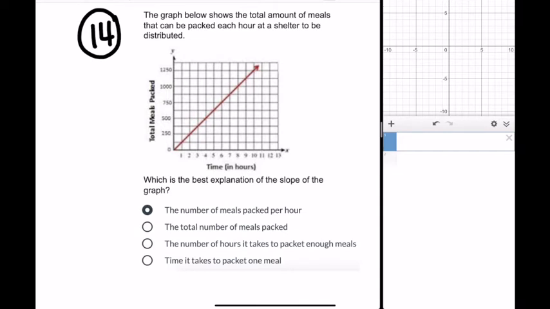The graph below shows the total amount of meals that can be packed each hour at a shelter to be distributed. Which is the best explanation of the slope of the graph? So remember that slope just means the change in y over change in x. So the change in y would be the change in the number of meals packed. The change in x would be the time in hours. So regardless of what the numbers are for the rate of change, or the slope, the interpretation is going to be meals per hour.